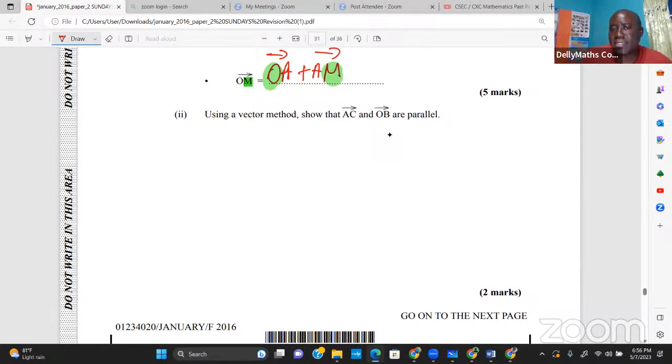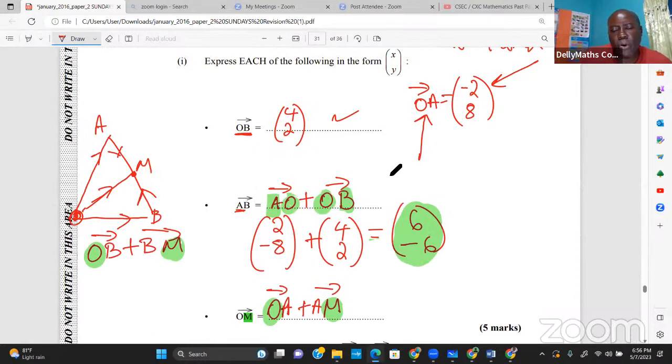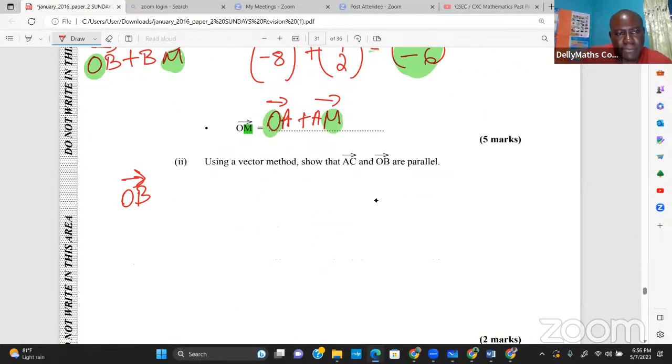Now, do I have AC? Do I have OB? Yes, I have OB. Let's look back at what OB is. OB is 4, 2. All right, so I'm cool with OB for now. My problem is I don't know what AC is, so I'm going to have to find my AC.